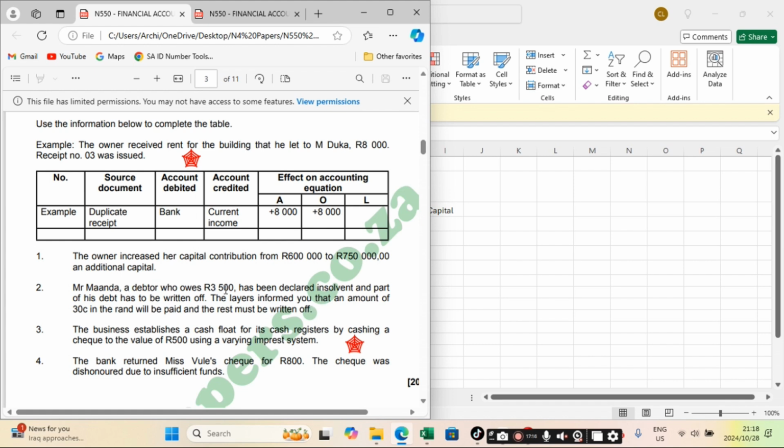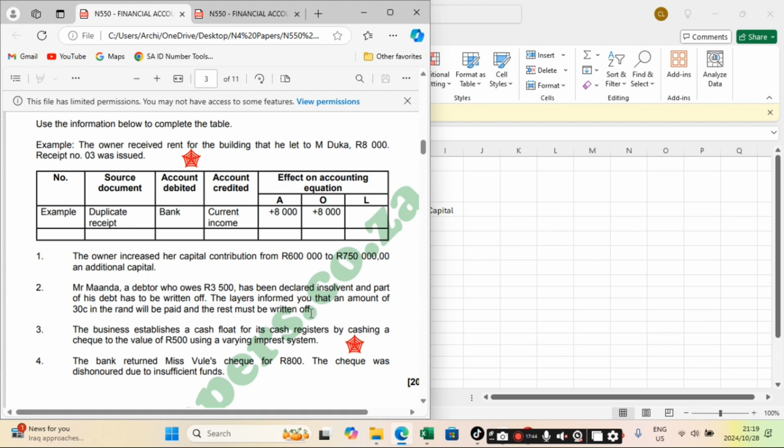So a debtor who owes a person 3,500 has been declared insolvent. Insolvent means this person will not be paying us anymore, maybe for reasons like we can't find this customer, or this customer ran away with our money. So now this person will no longer be able to pay that 3,500. But then they're telling us that an amount of 30 cents in the rand will be paid and the rest must be written off.